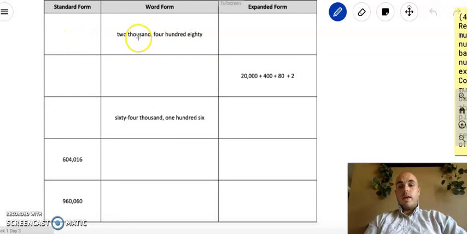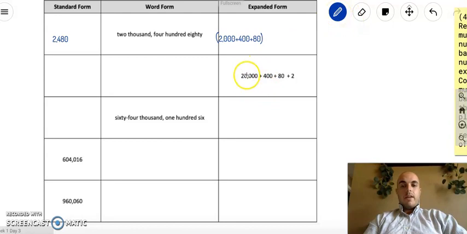So the word form is 2,480. Now if I put this in expanded form, I have 2,000 plus 400 plus 80. And that's it, because there's nothing in the ones place. Oftentimes, this can be seen too in parentheses, but it doesn't necessarily always have to be. The next one, expanded form, 20,000 plus 400 plus 80 plus 2.